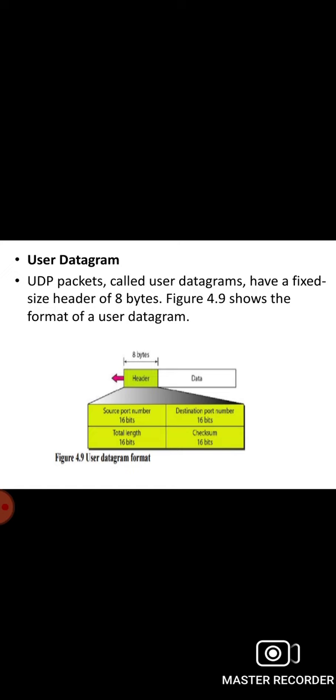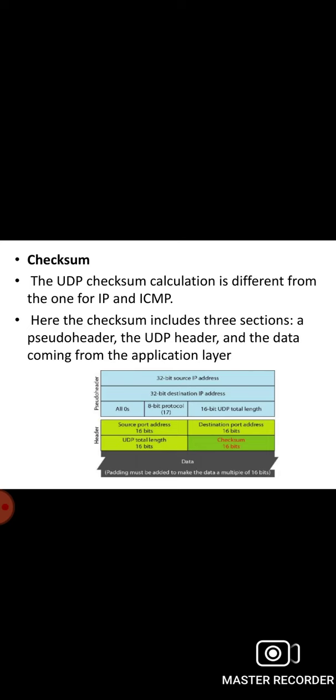The checksum field is used to detect errors over the entire user datagram. We have already seen the concept of the checksum and the way it is calculated for the IP and ICMP packets. We will now show how this is done in UDP. The UDP checksum calculation is different from the one for IP and ICMP. Now let's see the pseudo header for checksum calculation. Here the checksum includes three sections: the pseudo header, the UDP header, and the data coming from the application layer.